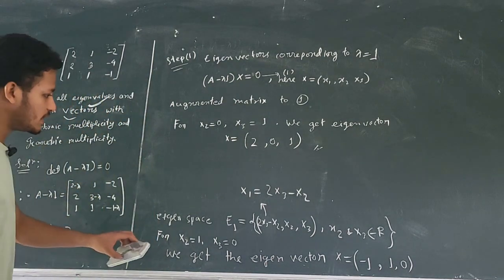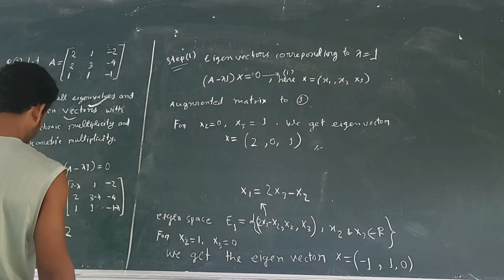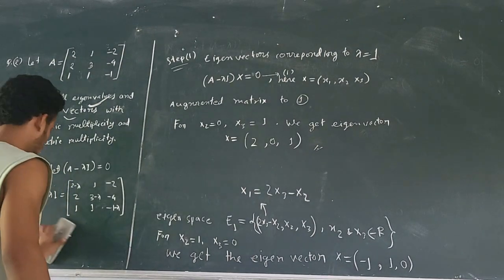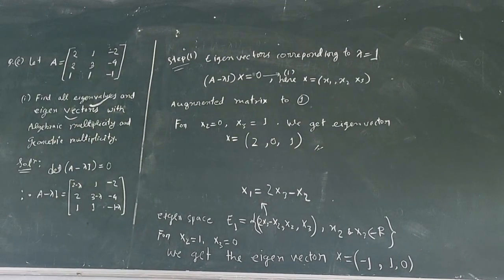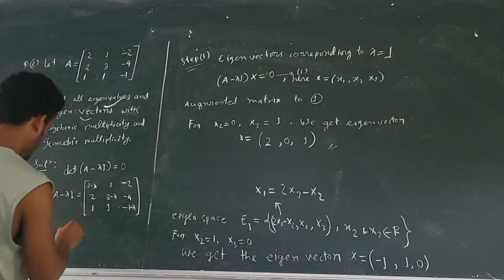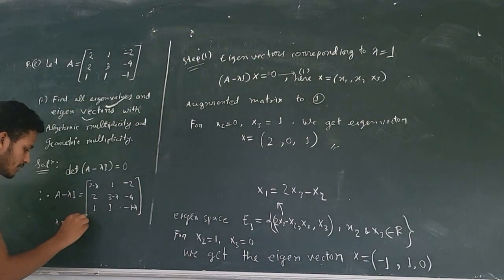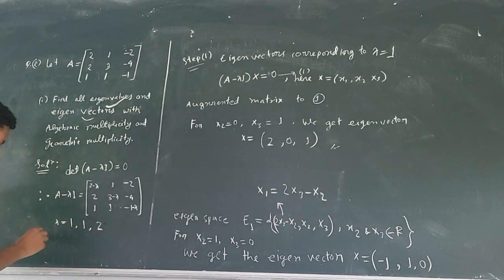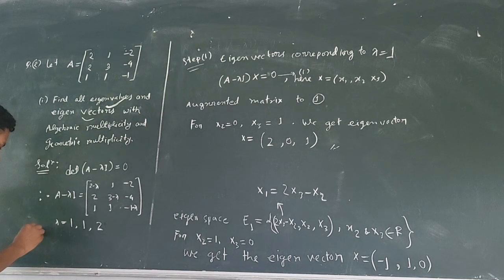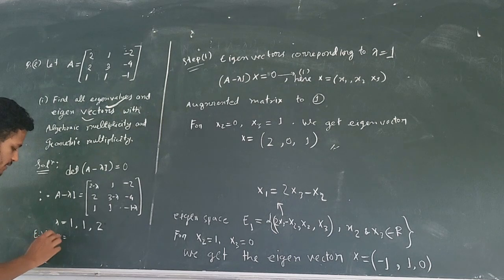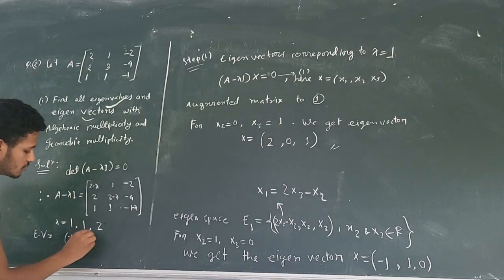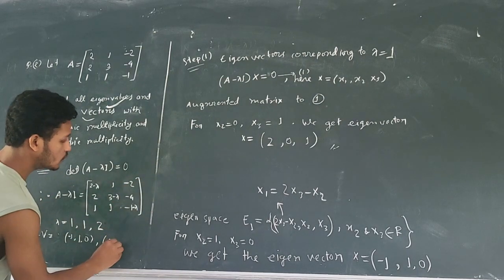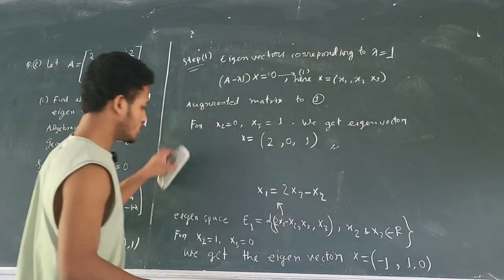So what we have obtained: lambda is equal to 1, 1, 2. For the first, we have obtained 2 eigenvectors: minus 1, 1, 0, comma, and the second is 2, 0, 1. So now we can remove this.